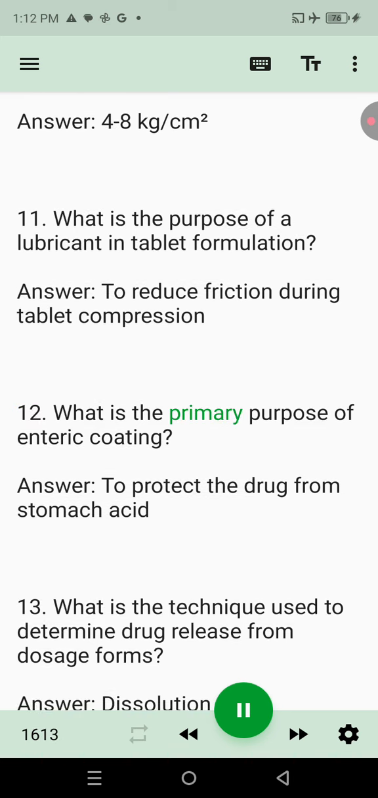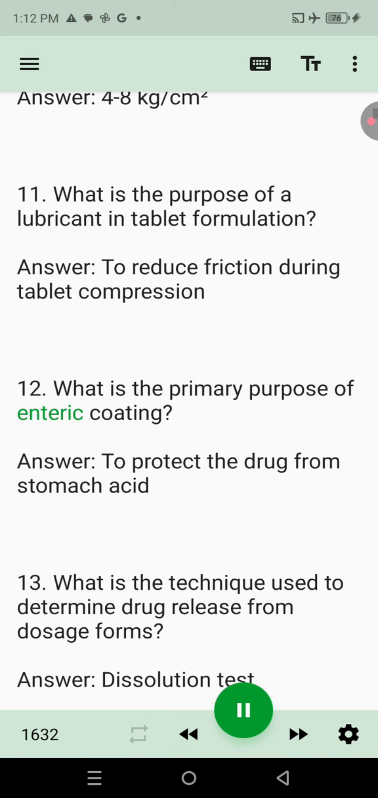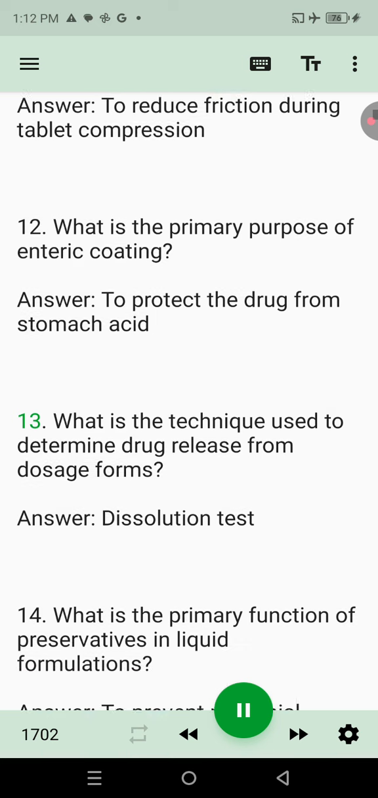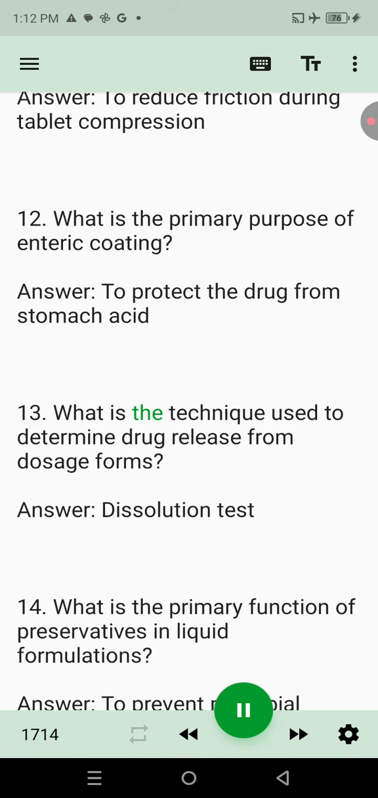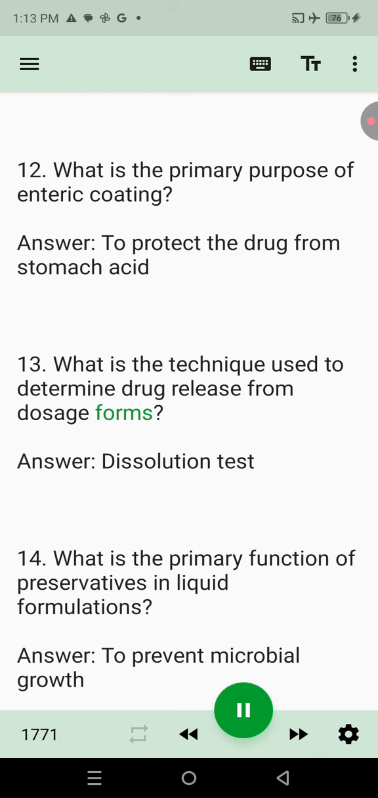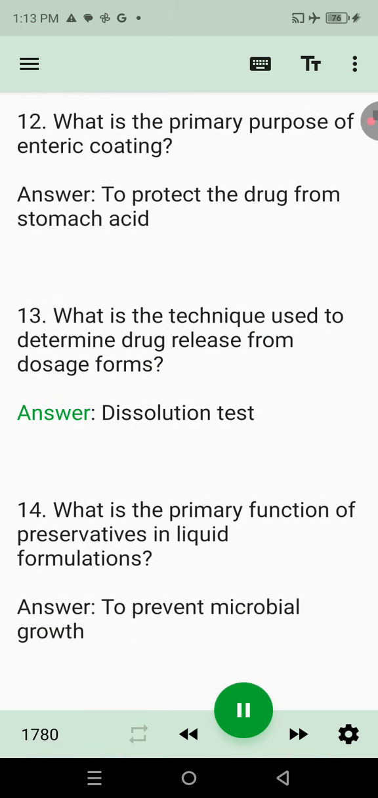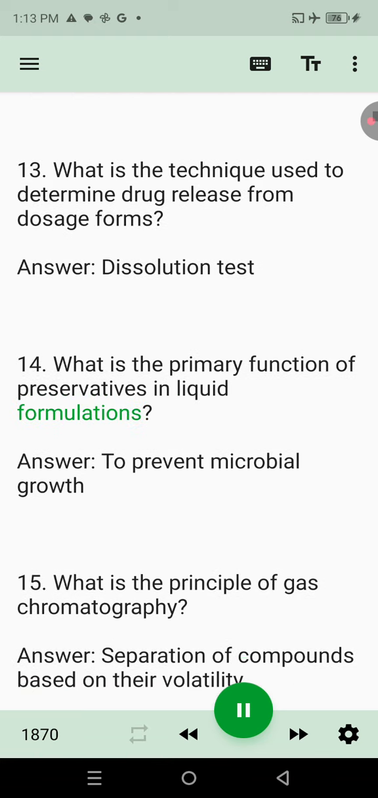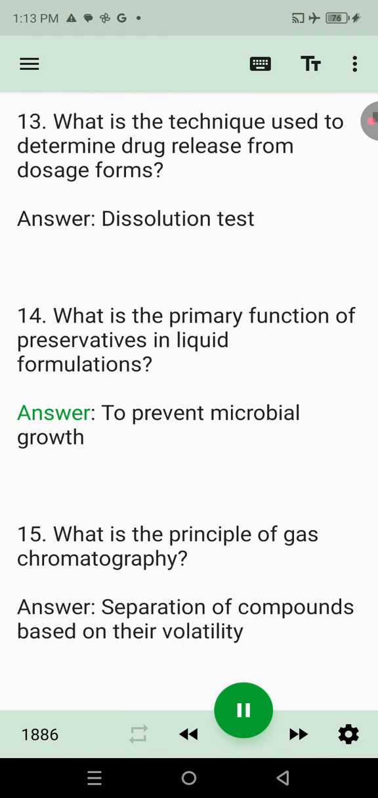12. What is the primary purpose of enteric coating? Answer: to protect the drug from stomach acid. 13. What is the technique used to determine drug release from dosage forms? Answer: dissolution test. 14. What is the primary function of preservatives in liquid formulations? Answer: to prevent microbial growth.